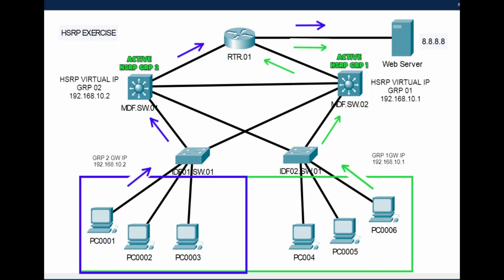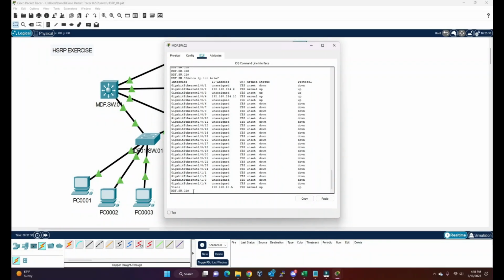This way HSRP Group 1 will be active on MDF switch 02 at gateway address 192.168.10.1. And HSRP Group 2 will be active on MDF switch 01 at gateway address 192.168.10.2. And both will be backups for the groups they are not active on. We can divide the router's workload this way.